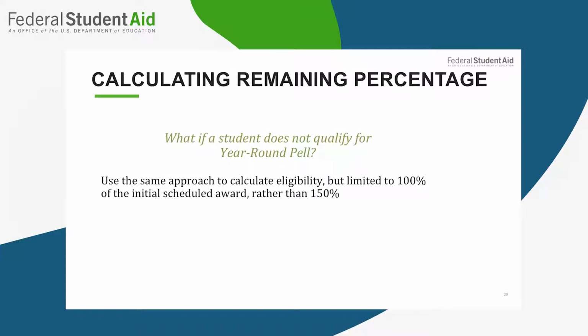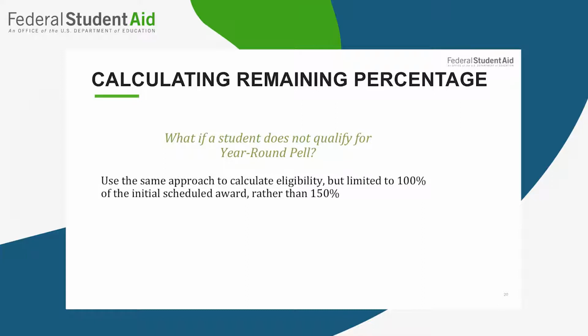Now, what if the student does not qualify for year-round Pell Grant? That's okay. We're going to use the same approach. We're just going to limit it to 100% scheduled in the award year, not the 150. So we'll do the same thing. We'll just do the math slightly different.